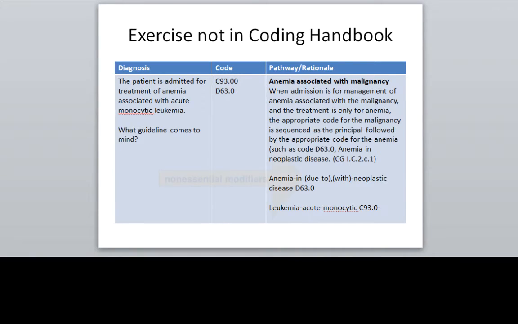Remember that terms in parentheses are non-essential modifiers. It wouldn't have to say that, but it might say that. Then your acute monocytic leukemia. In the alphabetical index, leukemia is your main term, with subterm acute monocytic, and that takes you to C93.0. Additional characters are needed. You look up the C93.0 in your tabular, and that gives you your fifth character 0.